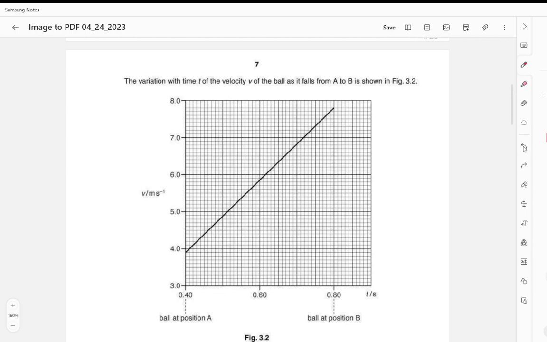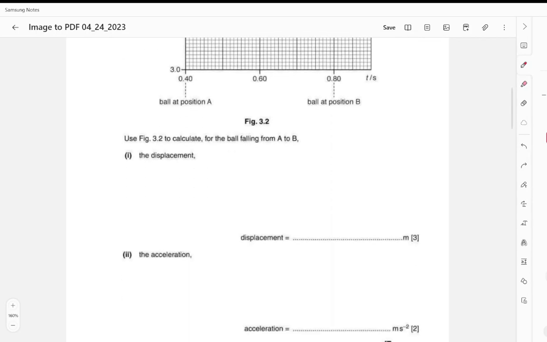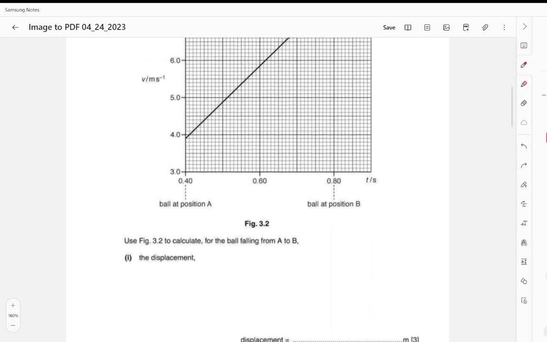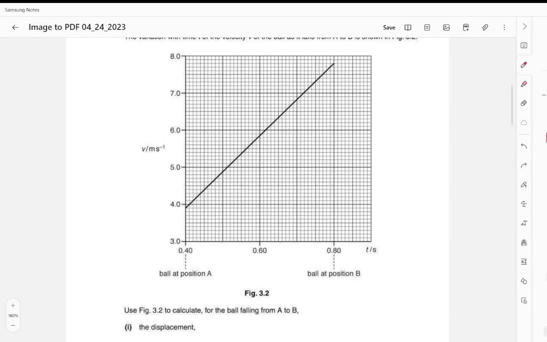Okay. Constant acceleration, यानी resultant force भी होगी. Next step. Let's just scroll down. Use this figure to calculate for the ball falling from A to B the displacement. Falling from A to B, the displacement. Displacement is simply the area under the graph. So we just need to find the area under the graph.